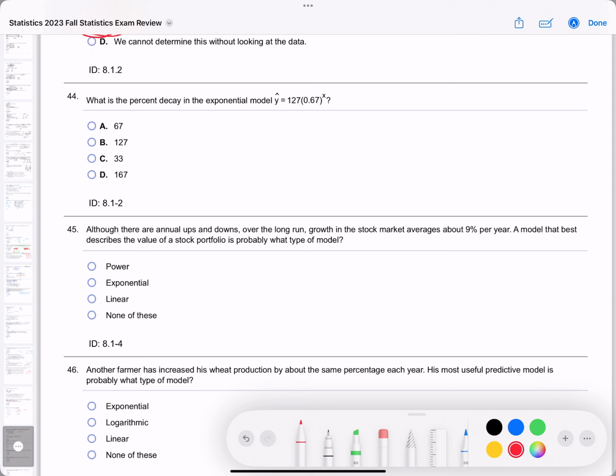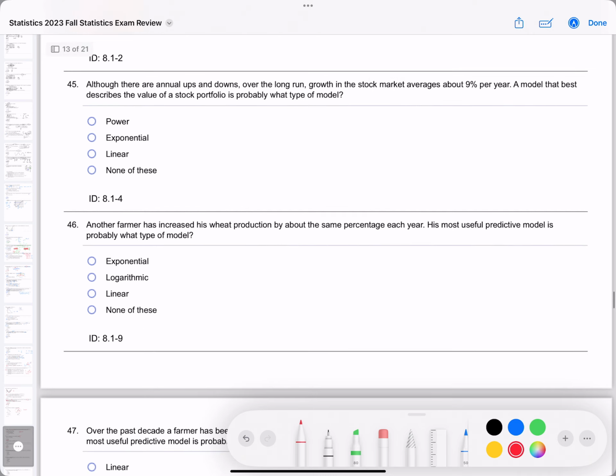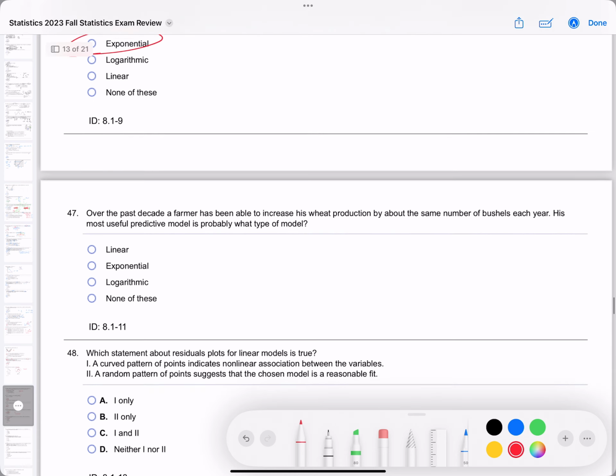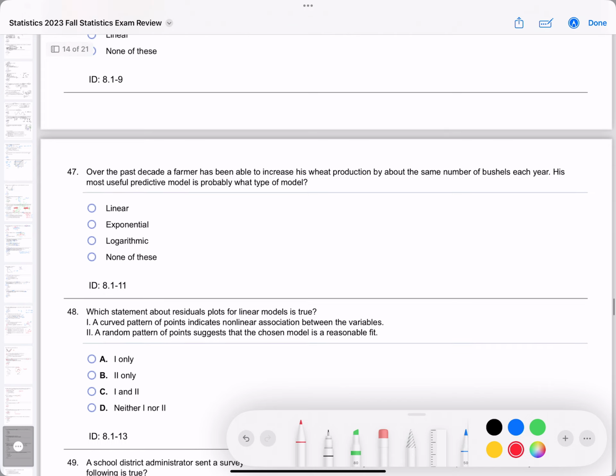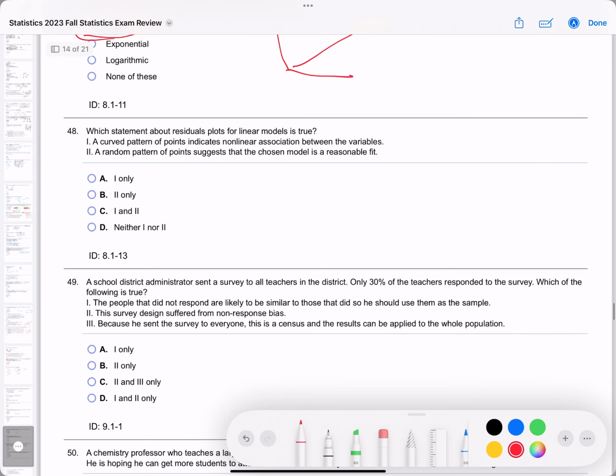Percent decay, for this one, the same thing. If you put 0 in for X, again, you'll get 33, just in your calculator. Okay, so for 45, you won't be asked for these as well. Growth stock market average 9% a year. The model is going to be exponential because it keeps going so high. Exponential also, this won't be on there as well. I'm not going to have any of these. This is linear. As one goes up, the other goes up, but that one won't be on there either.